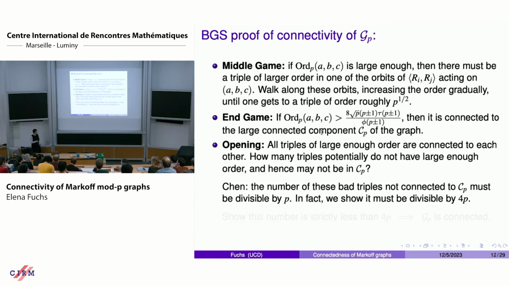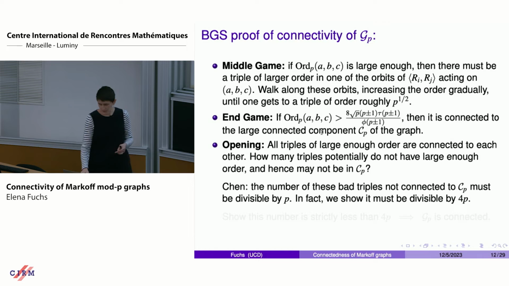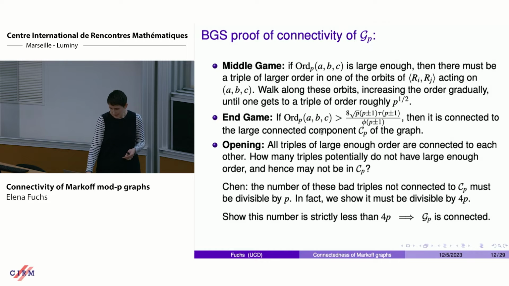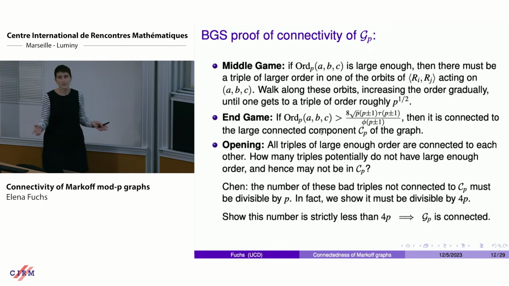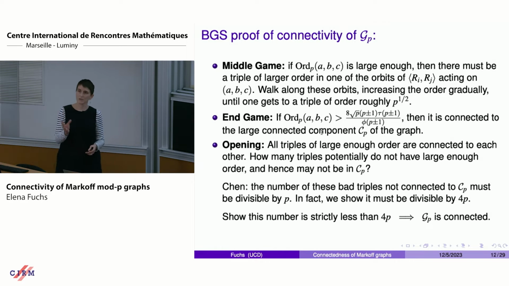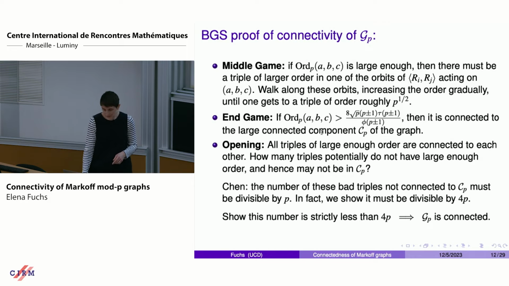You could improve that to 12P if you could show that the triple 333, for example, is connected to the large connected component, but that's not known. Although for the first 10,000 primes we checked, and it is. So if we can show that the number of these bad triples is strictly less than 4P, then you get that GP is connected. So that's what you do in the opening. Okay, so that's the rough strategy. Maybe I'll stop here for questions before I go on to what we can get from this.